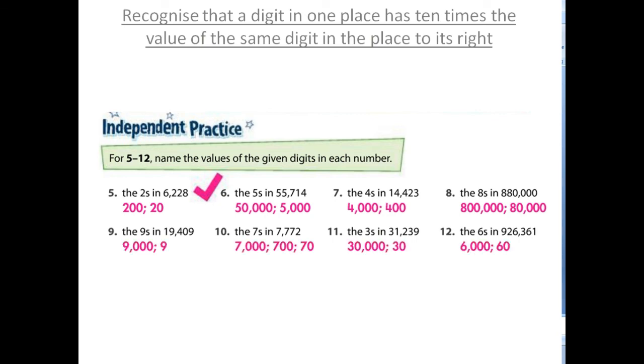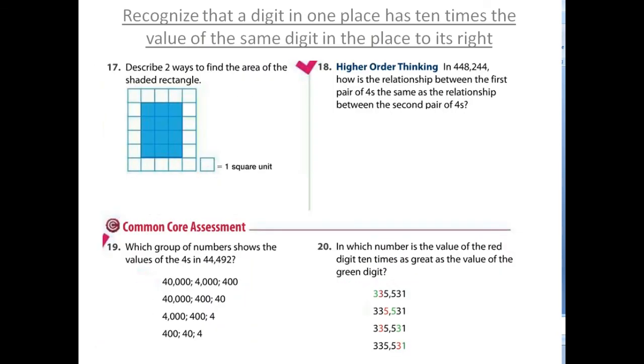Let's move to question number 19. Which group of numbers shows the values of the 4s in 44,492? Let's start from the greatest one, this. This 4 has beside it how many digits? 1, 2, 3, 4. So this 4 will have beside it 4 zeros, meaning 40,000. So we are going to cross out these 2 choices because they don't have 4 and 4 zeros beside it. So these 2 choices will be out.